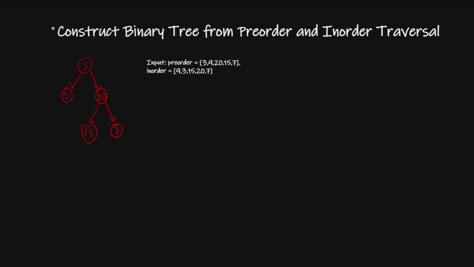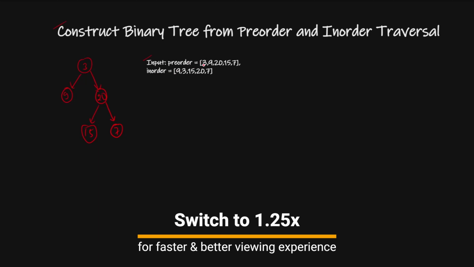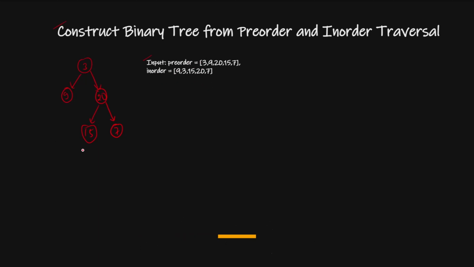Hello everyone, today we are going to solve Construct Binary Tree from Preorder and Inorder Traversal. In this problem, we are given preorder and inorder arrays which contain the values. Using this preorder and inorder traversal of a binary tree, we have to build the binary tree and then return the root of the binary tree.